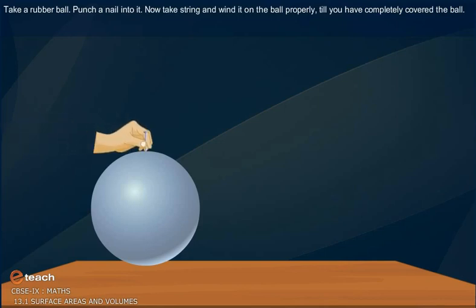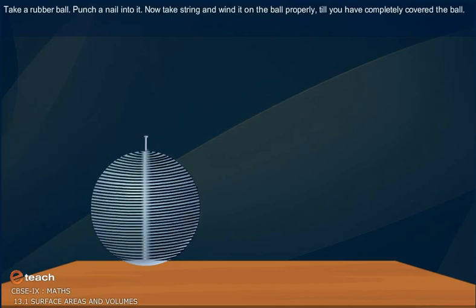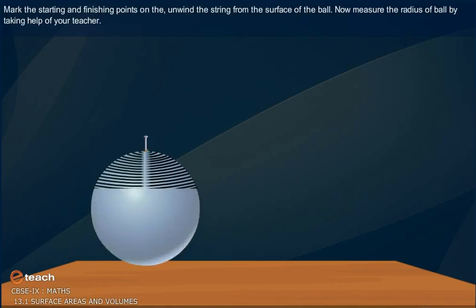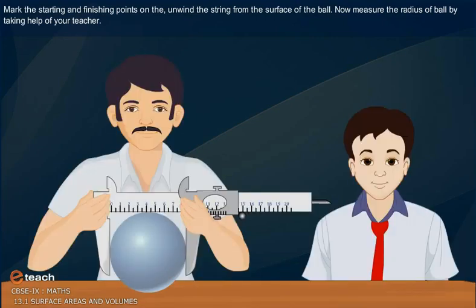Take a rubber ball, punch a nail into it. Now, take a string and wind it on the ball properly till you have completely covered the ball. Mark the starting and finishing points, and unwind the string from the surface of the ball. Now measure the radius of the ball with the help of your teacher.